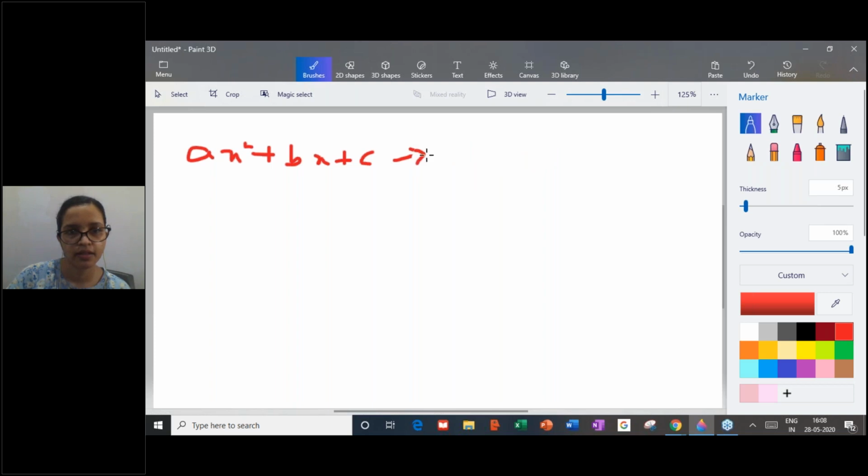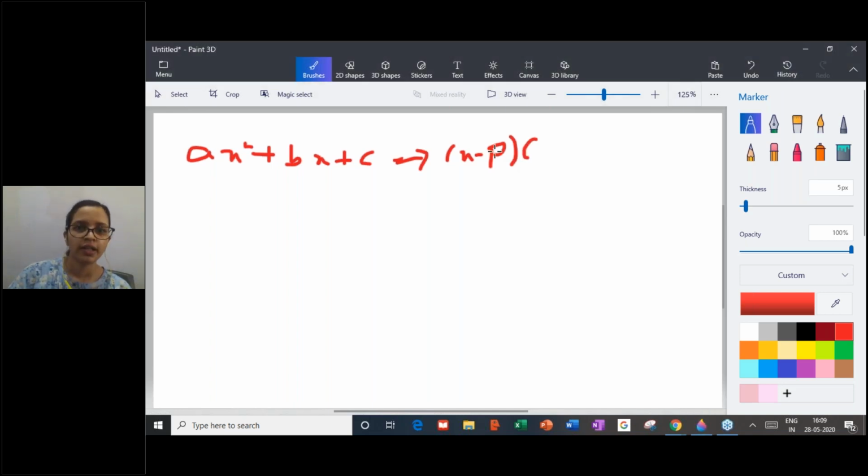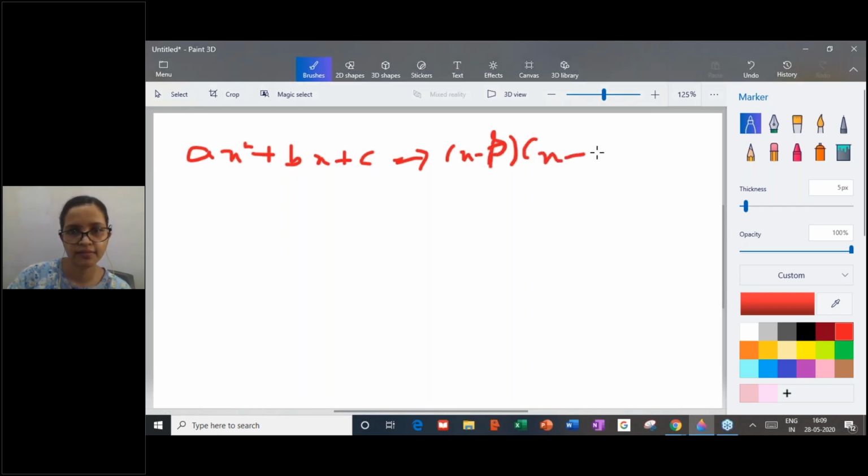This is two roots. It's minus a. Again, I can write it as something else. X minus, say, suppose p. X minus p and, okay, I'm bad at this. Take some random thing like s and x minus t.